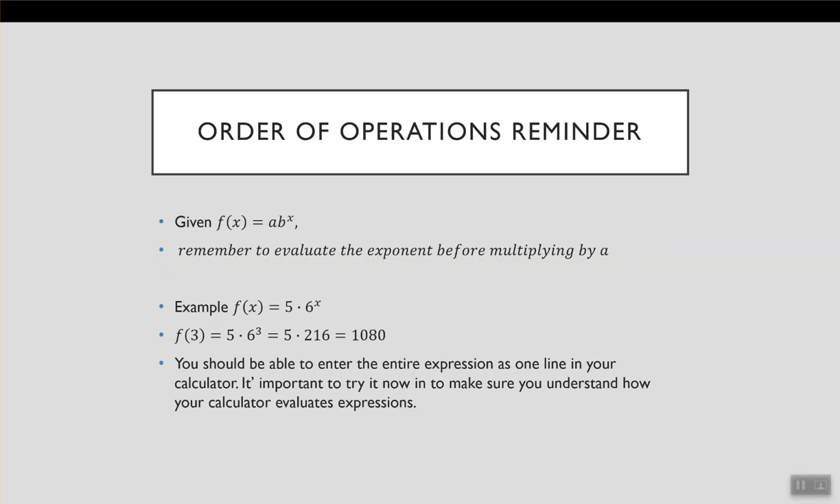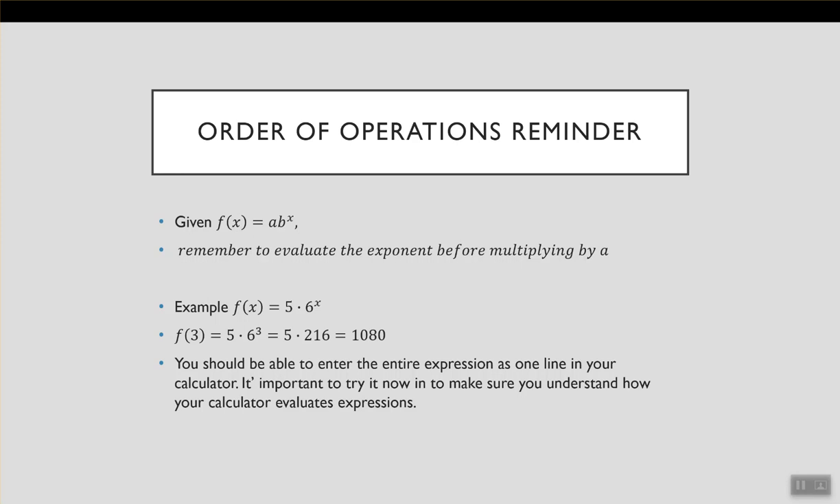So look at, I have f of x is 5 times 6 to the x, and I would like to put in 3. So putting in 3, I have 5 times 6 cubed. I'm showing you that 6 cubed is 216, so 5 times 216 is 1080. You should be able to put this in your calculator as one big expression. So it will be important that you try this, right? Don't just take my word for it. Give it a try. See how your calculator works, because some calculators are different and I want to make sure you're getting the right answer.